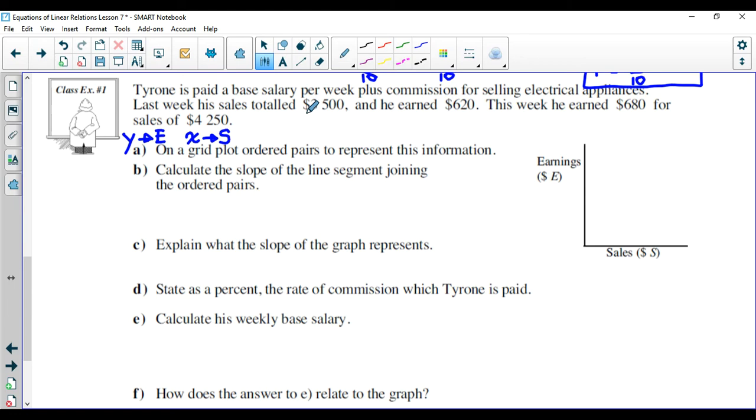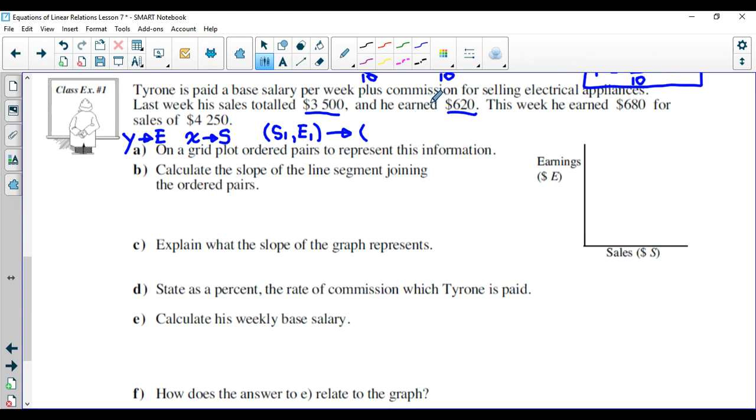Okay, so we're going to take these values and turn them into ordered pairs. It says last week his sales were $3,500 and his earnings were 620. So if we write these numbers as an ordered pair, we could say this is point 1. My ordered pair is sales, earnings. Sales is my x coordinate, earnings is my y coordinate.